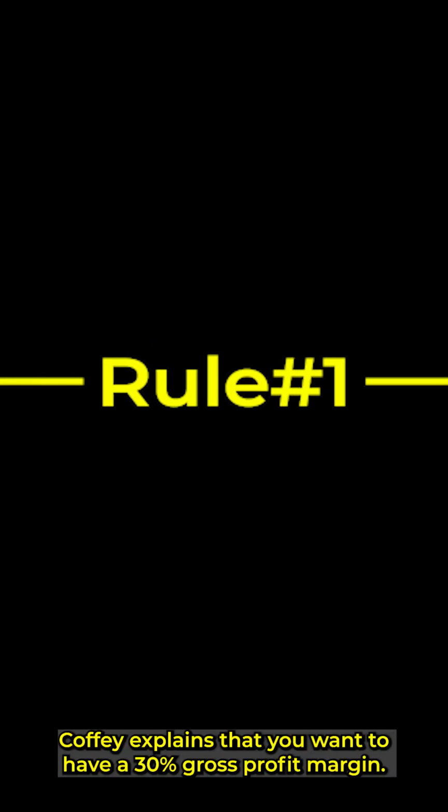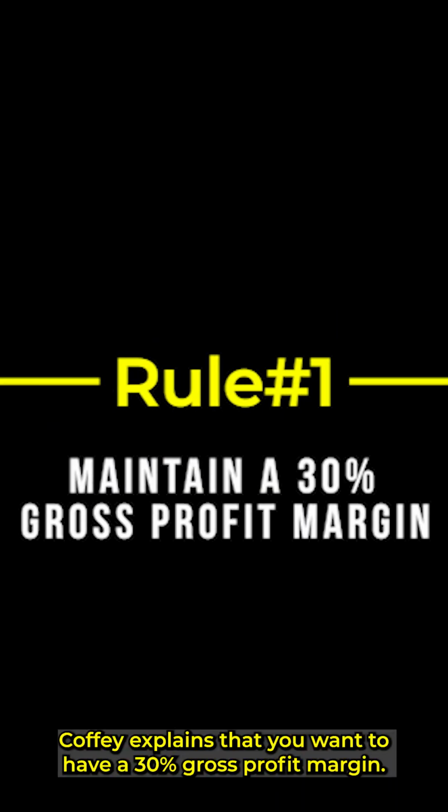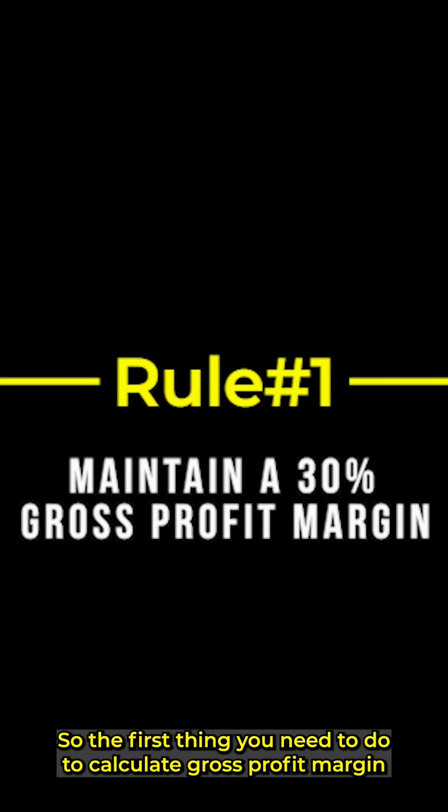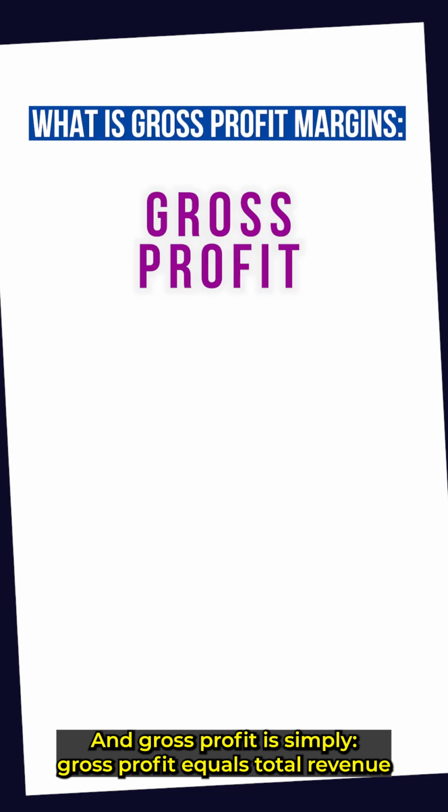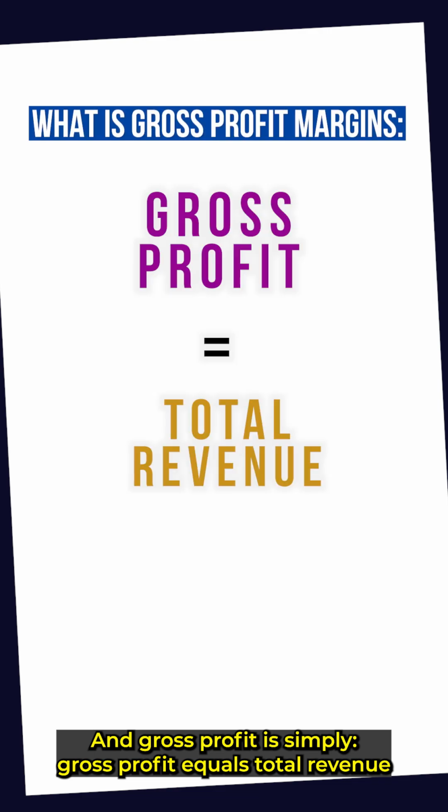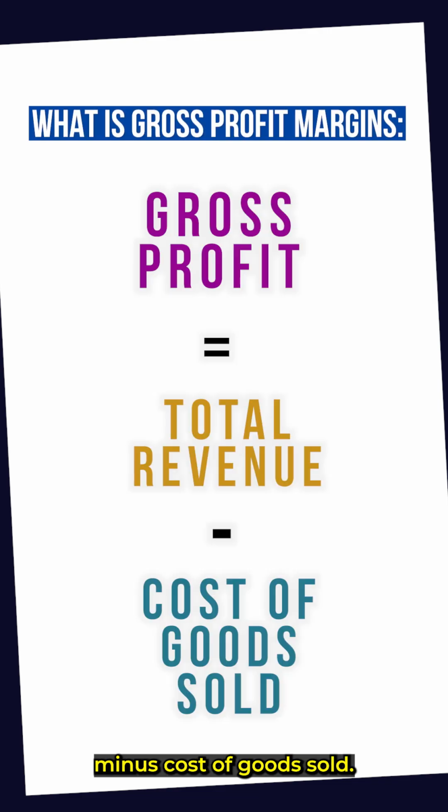Coffey explains that you want to have a 30% gross profit margin. So the first thing you need to do to calculate gross profit margin is you have to calculate gross profit. And gross profit is simply gross profit equals total revenue minus cost of goods sold.